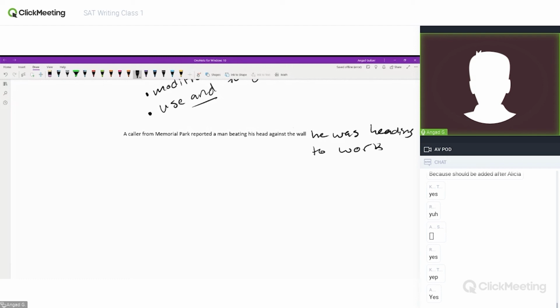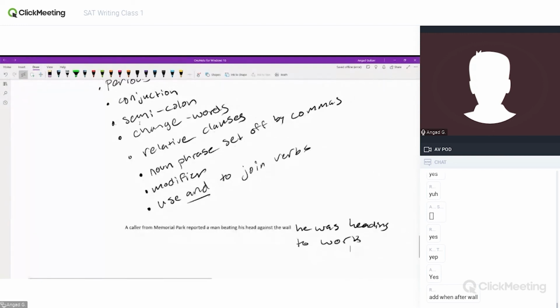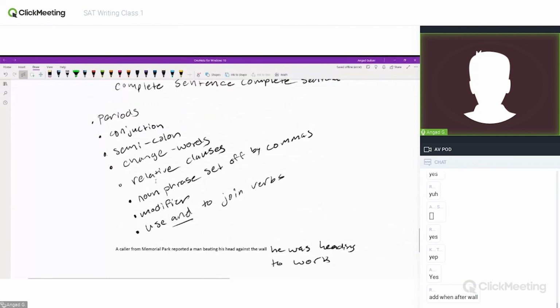All right. So a caller from Memorial Park reported a man beating his head against the wall. He was heading to work. What can we do here to get rid of this run-on sentence? Could you guys answer me in the chat? Can you guys use one of the things I said here? A period, conjunction, semicolon, change the words around, relative clauses, a noun phrase set off by commas, a modifier, use "and" to join verbs. Can you guys use one of these ways to make this not a run-on anymore?